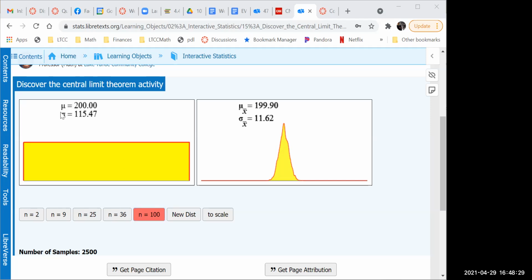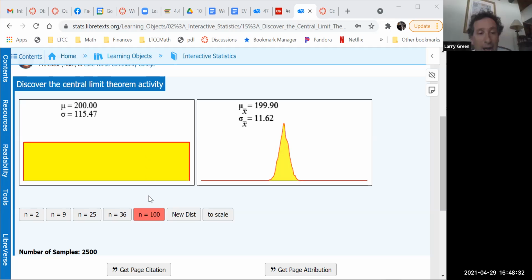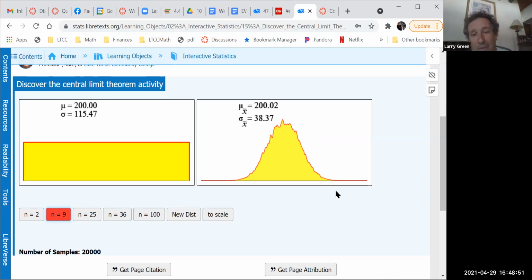It's 10. So notice if we start with this sigma and we divide by the square root of 100, we get our sigma sub x bar, something very close to it. I could do the same thing with n equals 9. Let me click that. And look at that, it's still not uniform. It's got some little lumps, but it's not that different from normal. Notice that the square root of 9 is 3. If you take 115 and divide by 3, you get around 38. The mean didn't change. 200, still 200 to even one decimal place.